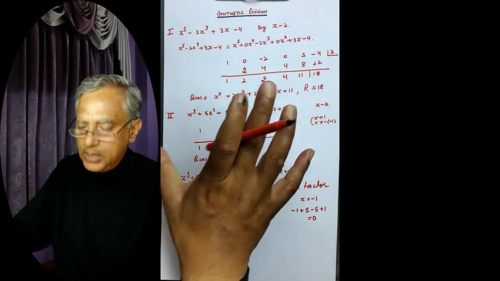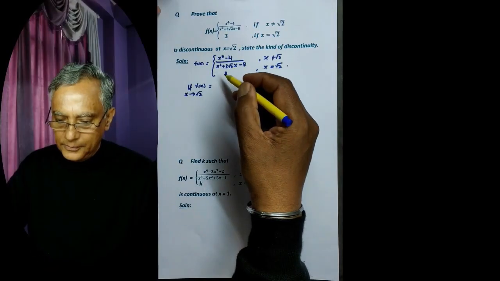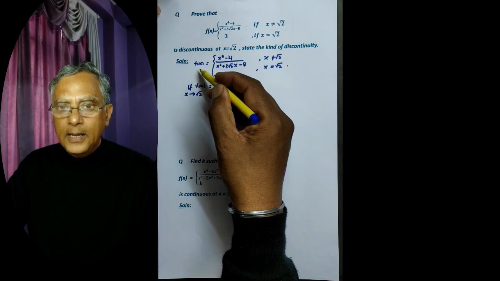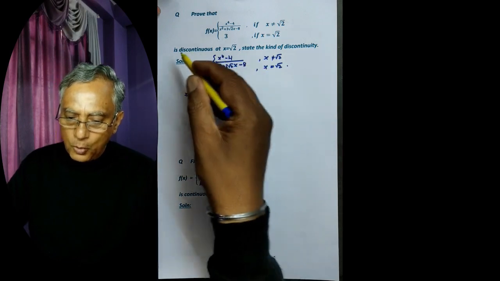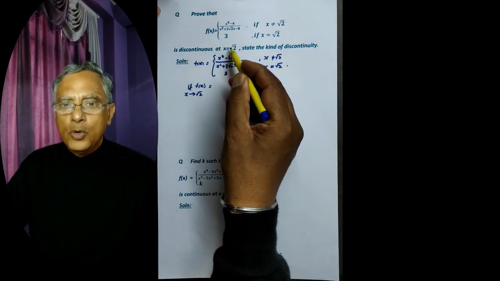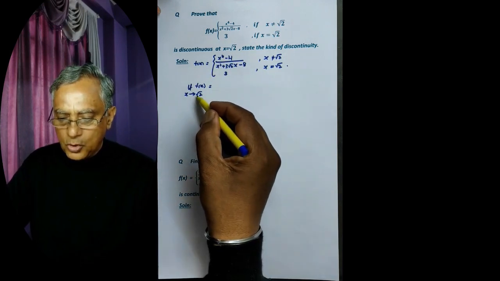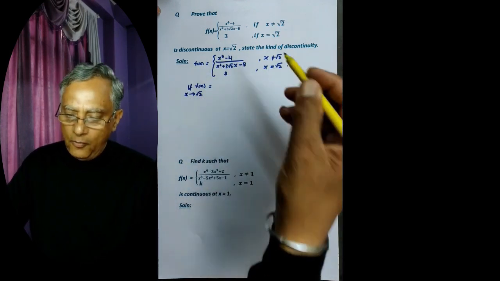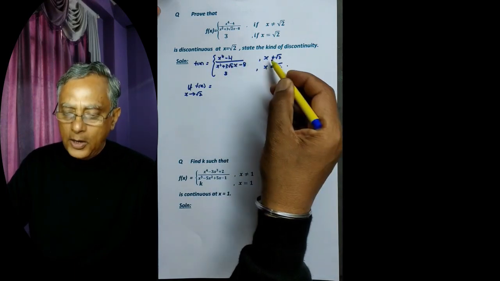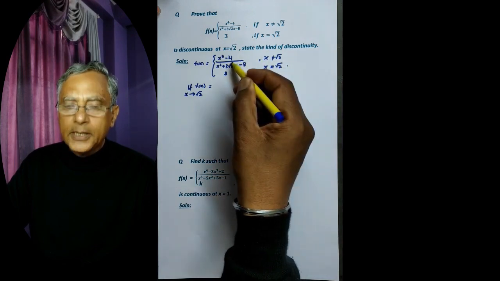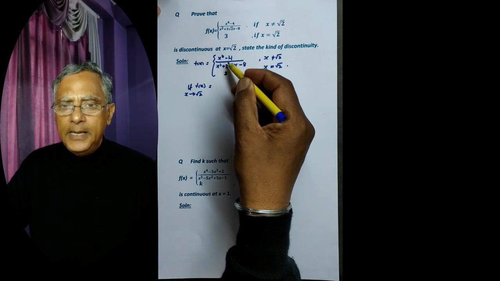So with this background, I take up the next question. Now we are given f(x) is equal to this much, and we have to prove that it is discontinuous at x equal to root 2. So first of all, we find the limit as x approaches root 2 of f(x). Now for x less than root 2, the definition of the function is this. For x greater than root 2, the definition is again the same. So we need not consider left and right limits separately.